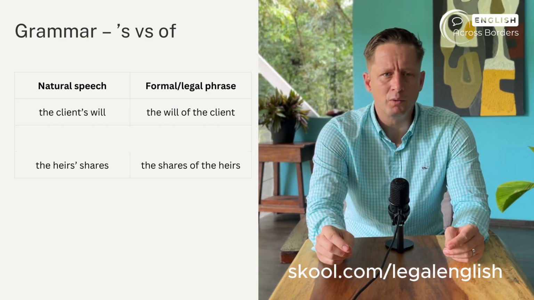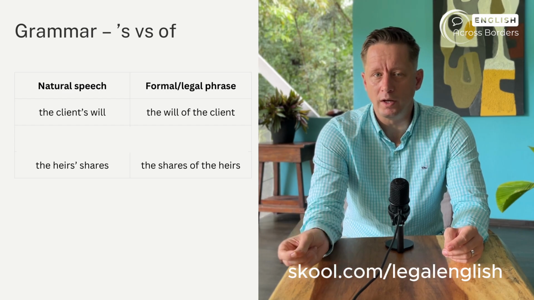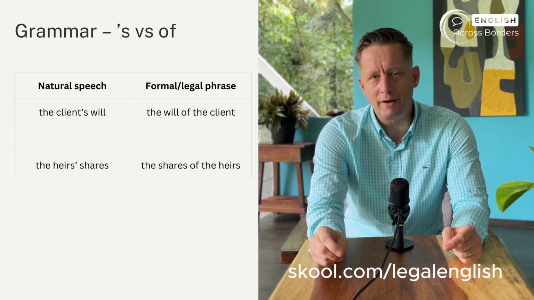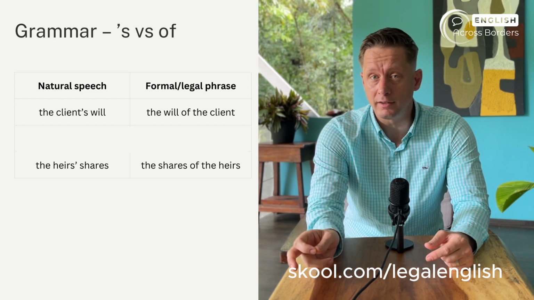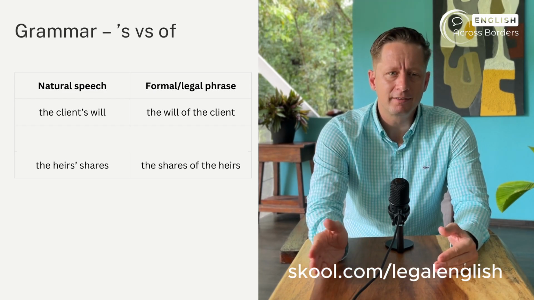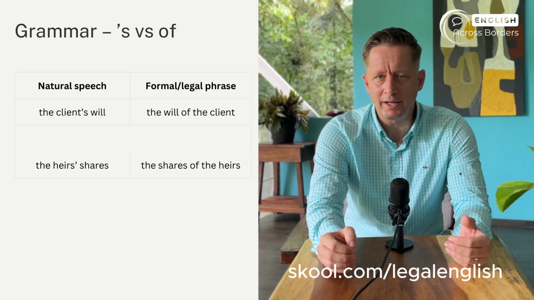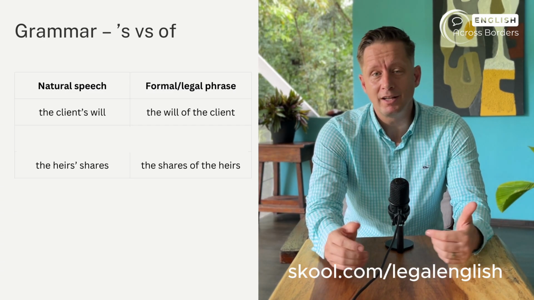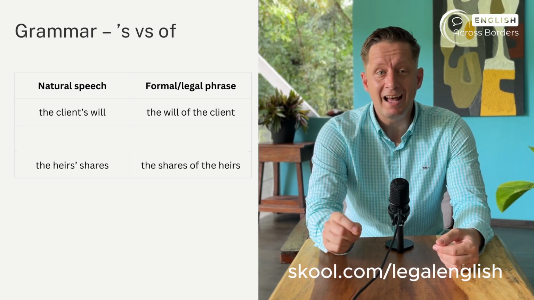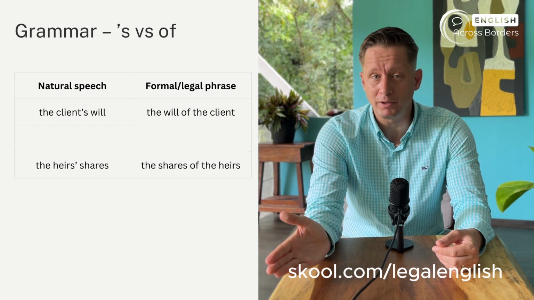When you are speaking with the client, it's natural to say the client's will. But when you read or draft a legal document, you may see the will of the client. When a client asks, what part does the wife receive? In conversation, you might answer, this is the spouse's half. But in a court filing, you may read, half of the spouse is recognized as community property.